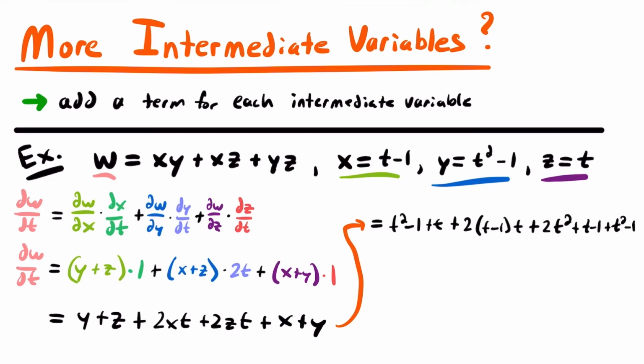All right, then simplifying, we have some like terms that can be combined. Notice that we have a t squared here, a 2t squared here, and another t squared right there. So together we get 4t squared. Then we also have a t right here and a t right here. So we have plus 2t.